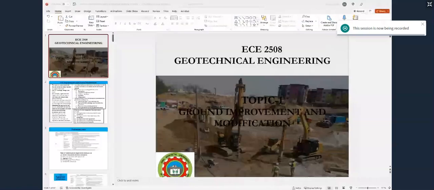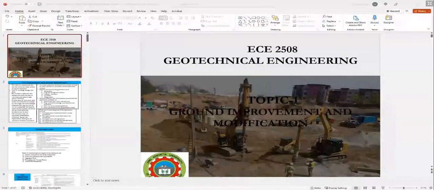So we did a review of soil mechanics. So we're starting other stuff, ground improvement and modification. So be attentive to follow the lecture. Okay, let's start.